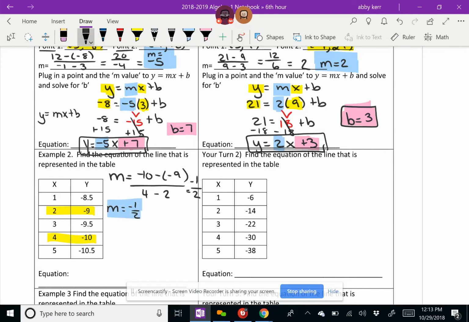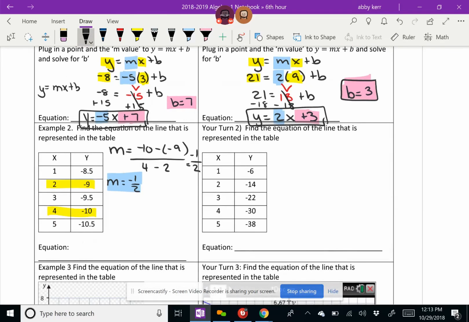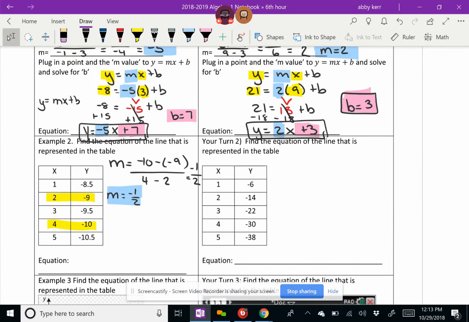It's okay that it's a fraction, so don't be worried if you get a fraction as a slope or even as a y-intercept. That's allowed. You can always check your answer in the calculator. Now remember, we need to get the y equals mx plus b, but we need to use an ordered pair. So I will just use 2 and negative 9. And I'm going to plug that in, just like we did in the first 2 problems.